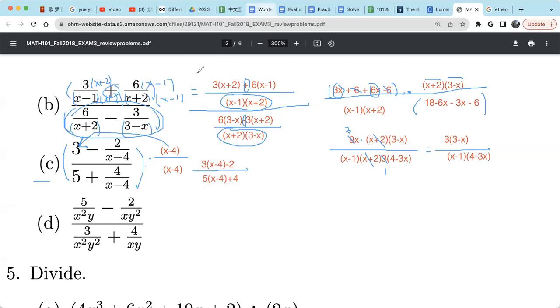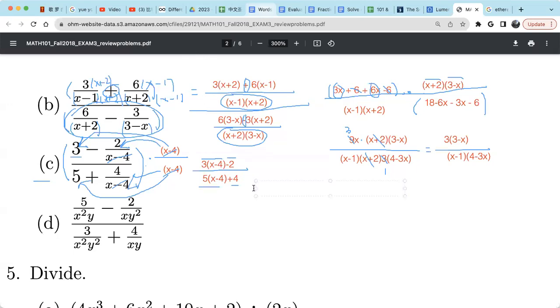Let's see if this makes sense to us. I multiply x minus 4 with 3, right? Because I have 2 terms in the numerator, 2 terms in the denominator. So every one has to be multiplied by x minus 4. So 3 times x minus 4, I have here. But when x minus 4 times this term, x minus 4 cancels with x minus 4, only minus 2 left. Similarly, when I multiply x minus 4 with those two, that's 5 times x minus 4. Then when x minus 4 times this one, these two cancel, so only plus 4.